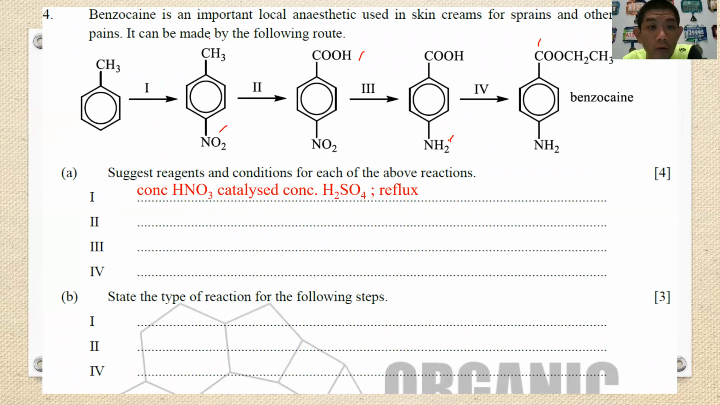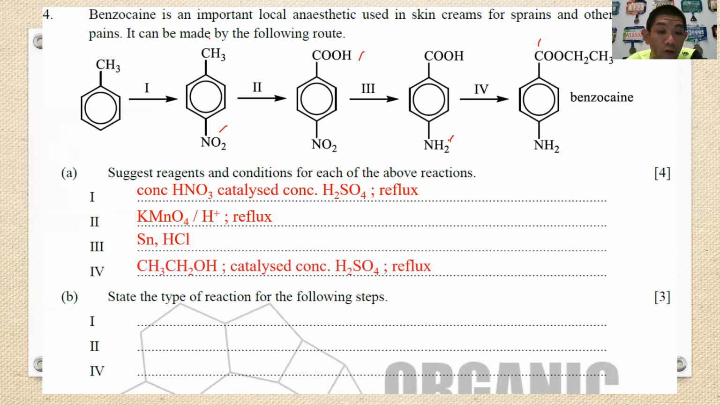Okay. Then number two, it is obviously an oxidation. So you use any oxidizing agent, especially hot concentrated acidified potassium manganate under reflux. And then number three, NO2 becomes NH2. This is a reduction. So for reduction of NO2 to become NH2, it is tin in HCl. And finally, to become ester, this is eventually a carboxylic acid, but you shouldn't make it an excuse because you already learned it during your 445 last time. So in here, you form the ethyl benzoate, so it must be ethanol catalyzed by concentrated sulfuric acid under reflux. This is the only answer that we have in here, no other answer.